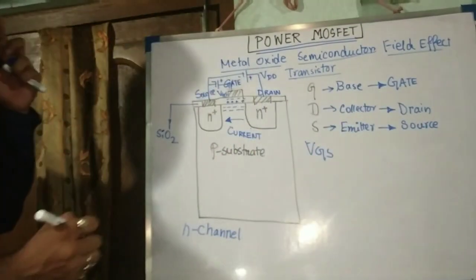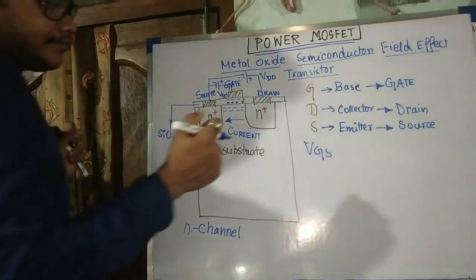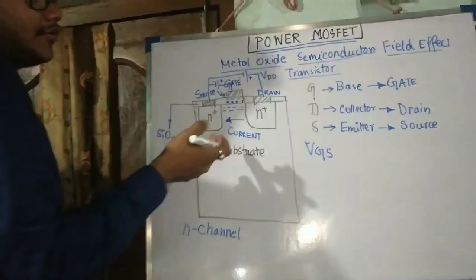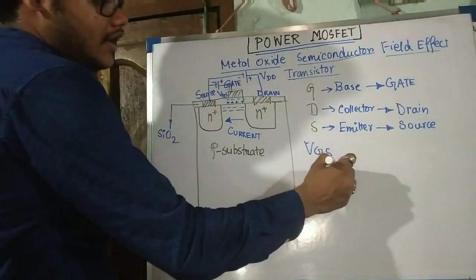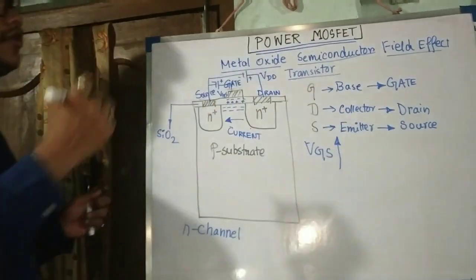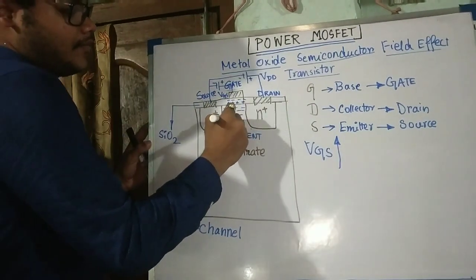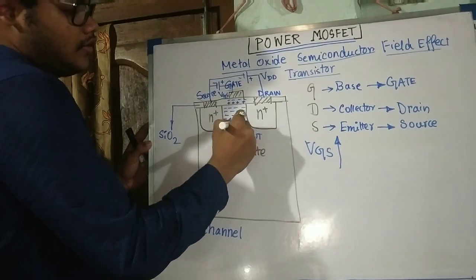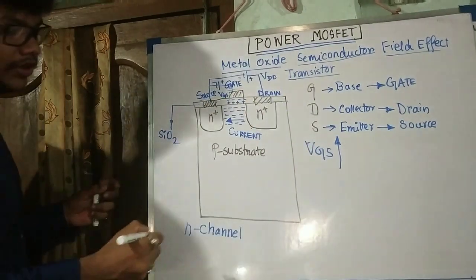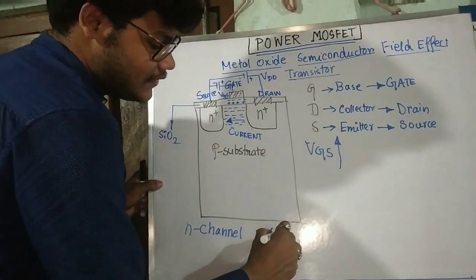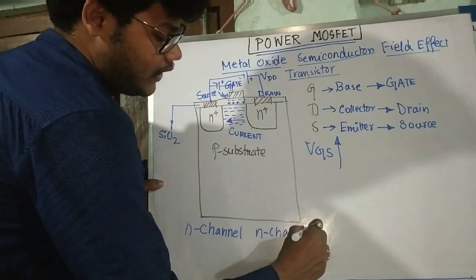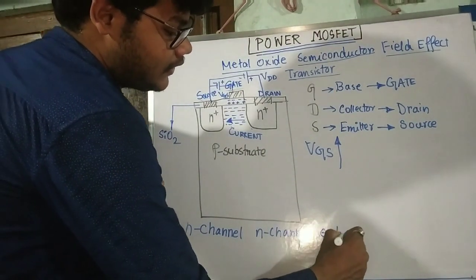So when you apply VGS, that means gate to source voltage, and if you increase the gate to source voltage, what will happen? The channel width will be more. So that's why sometimes they call it N channel enhancement type power MOSFET.